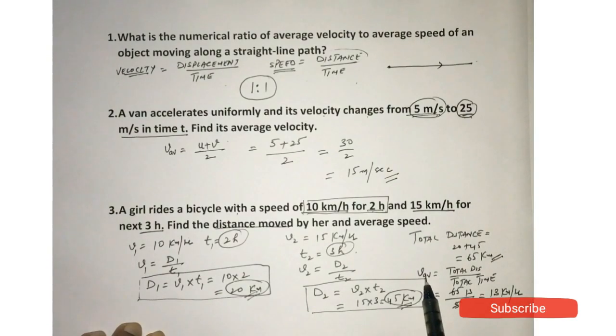Average speed becomes total distance upon total time. So total distance becomes 20 plus 45, 65, and total time becomes 2 hours plus 3 hours, which is 5. So it becomes 13 kilometer per hour. So the average speed is 13 kilometer per hour.